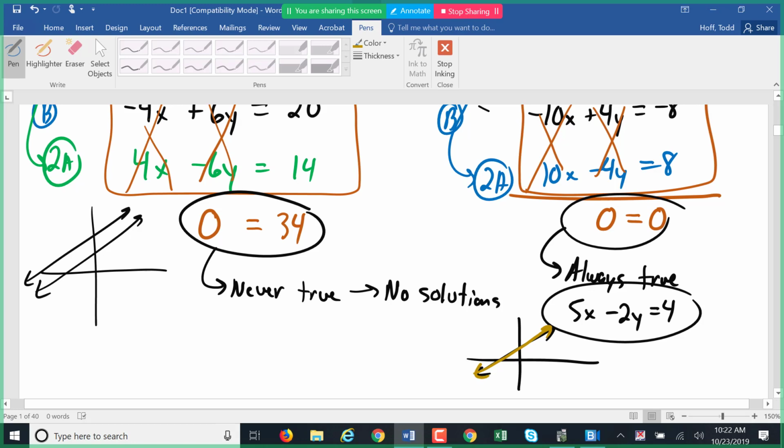This type of an equation is what we call dependent. In other words, they're the same equation, they're the same line, just different forms of the same equation. This type of a system over here is what we call inconsistent. The lines don't cross, so there is no solution to that system.